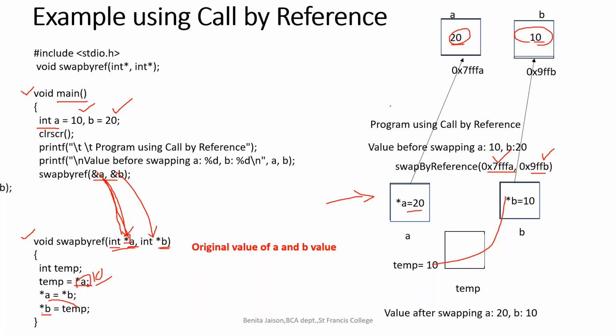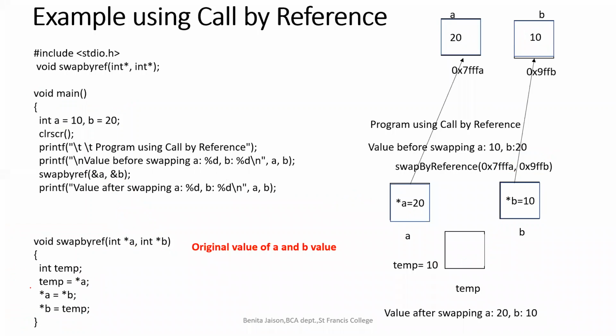Got it? So now after this, if you are printing the value after swapping, what will happen? Can anybody tell? We have only one location or one copy of the values of A and B. So whatever we were doing, we were changing the values of A and B. So ultimately after this swapping, what will be printed is A value will be 20 and B value will be 10. Initially it was 10 and 20. When we are using call by reference, the value of A and B will be interchanged. Are you getting? So this will be the example for call by reference. If you want, you can write the program. I'll just execute and show.